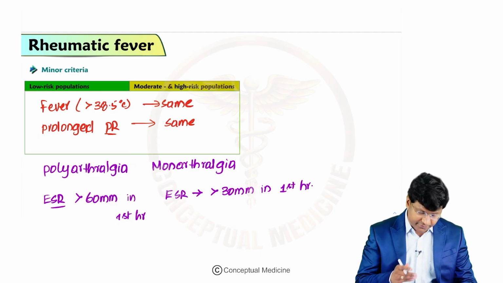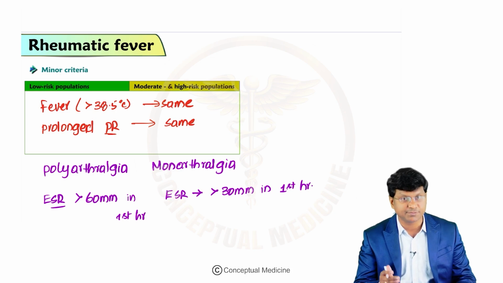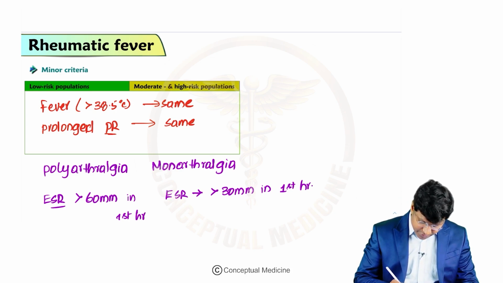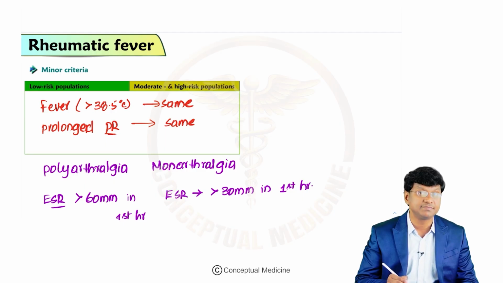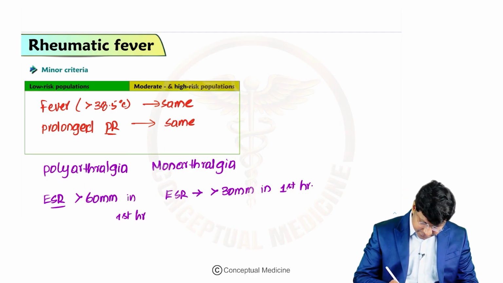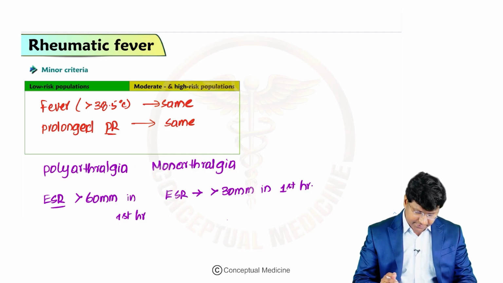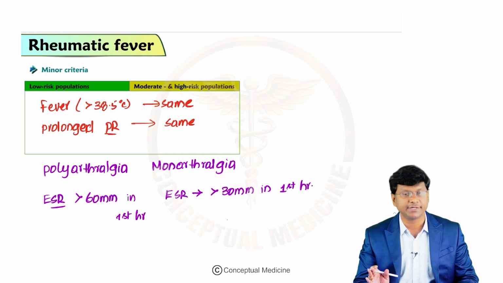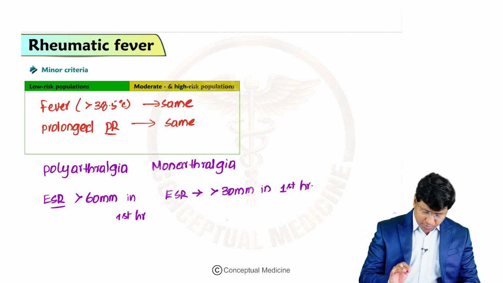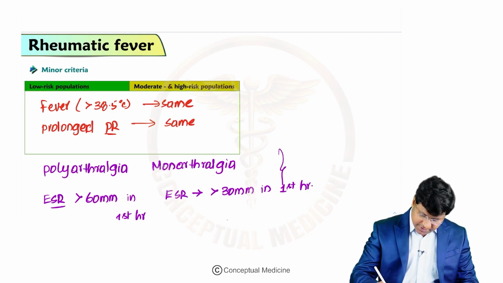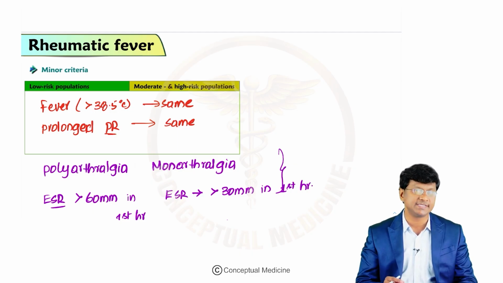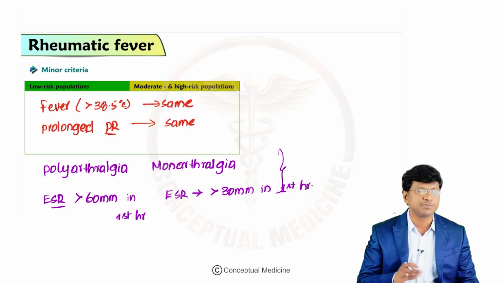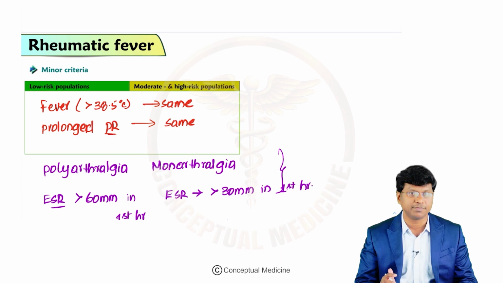The C-reactive protein, whether it is a low risk population or a high risk population, should be more than 3 milligrams per deciliter. So that is about the C-reactive protein. So the only difference is what now? The joint involvement as well as ESR. That is the difference between the low risk population and the high risk population.